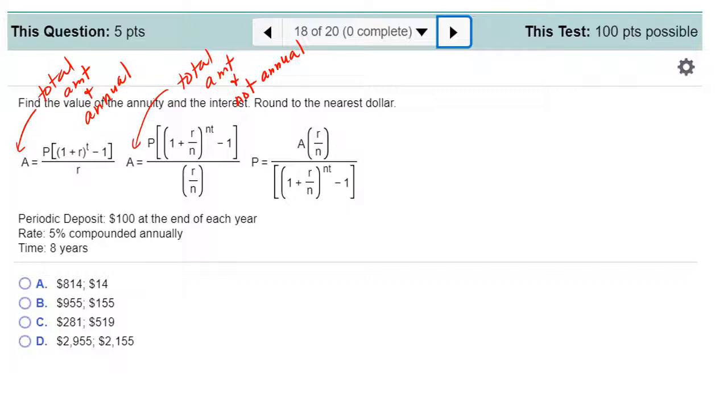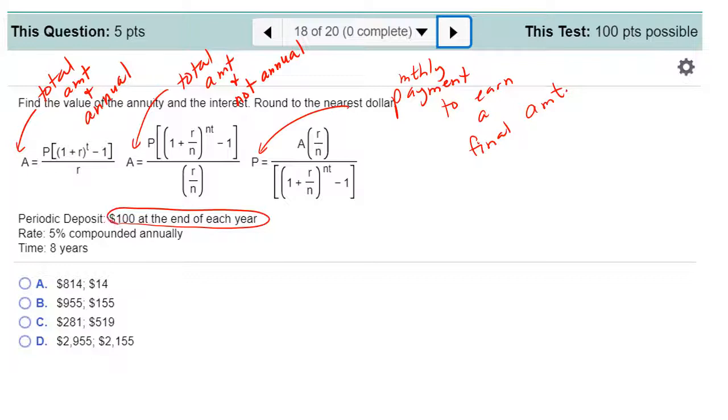this third formula is where you would need to find a payment. So the P stands for a monthly payment that you would pay into a particular annuity to earn a final amount. So it depends on how the question is asked which formula you would like to use. In this example, we are told that we're going to have $100 at the end of each year.